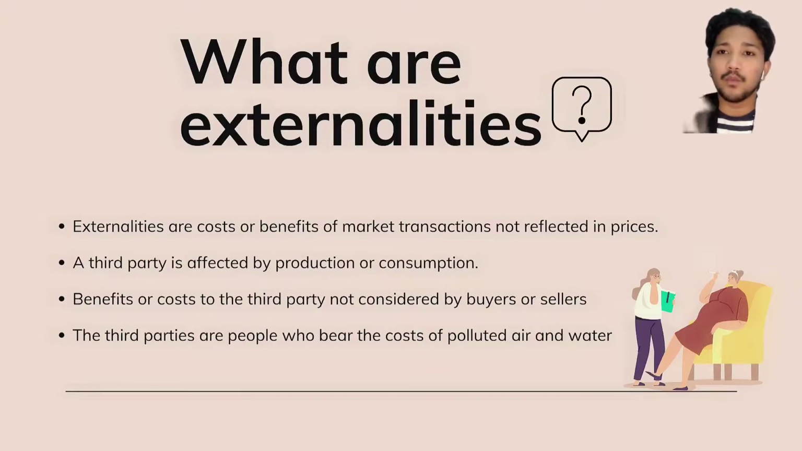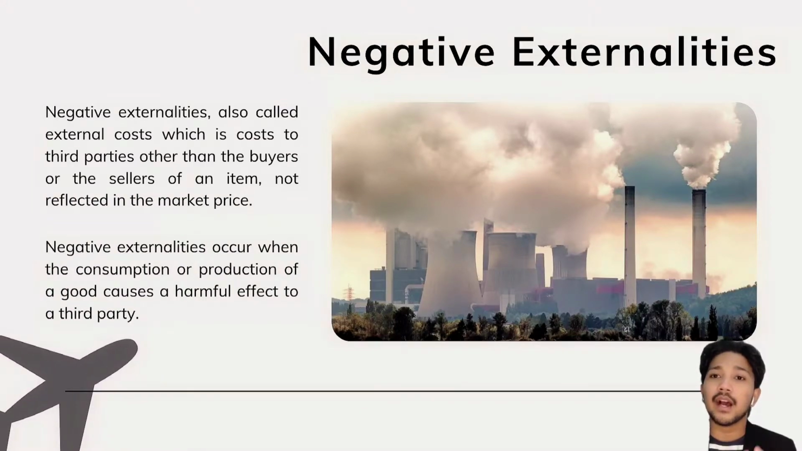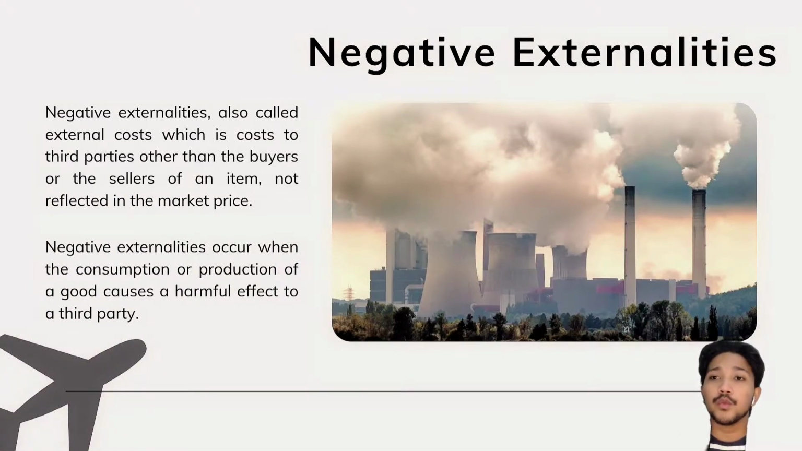I will explain what negative externalities are. Negative externalities are also called external costs, which are costs to third parties other than the buyer or the seller of an item, not reflected in the market price. Negative externalities occur when consumption or production causes a harmful effect to a third party. Pollution of the air from factories and noise from air travel are two common examples of negative externalities.